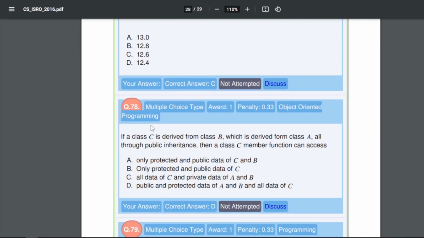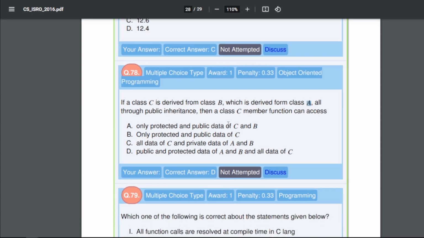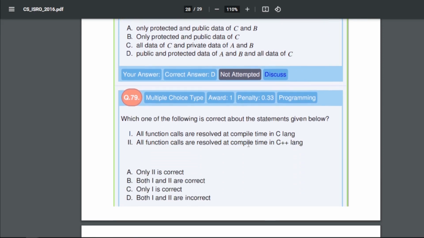Now question number 78: if a class C is derived from class B, which is derived from class A, all through public inheritance, then a class C member function can access what? Our answer is D, that is public and protected data of A and B and all data of C. A class C member function can access public and protected data of A and B and all the data of C, obviously.